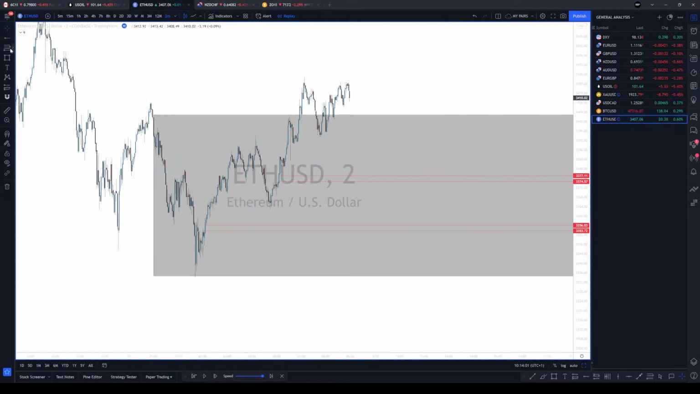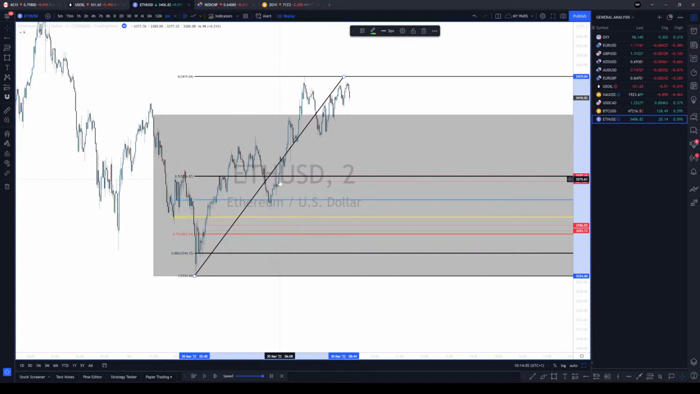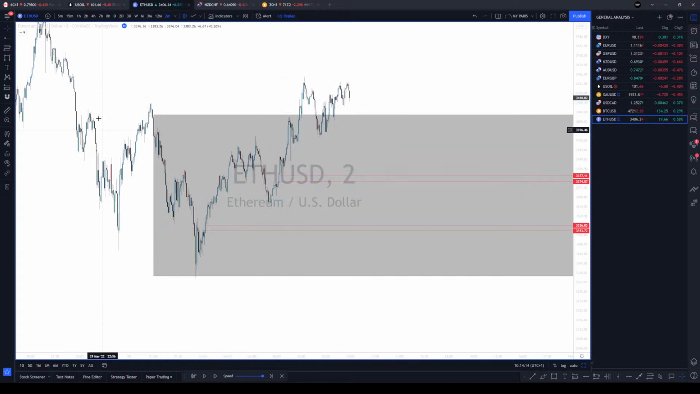So if I measure it, okay, that one is just about 50%. So like I always say, use the one below 50%. So we're going to place a buy limit here.